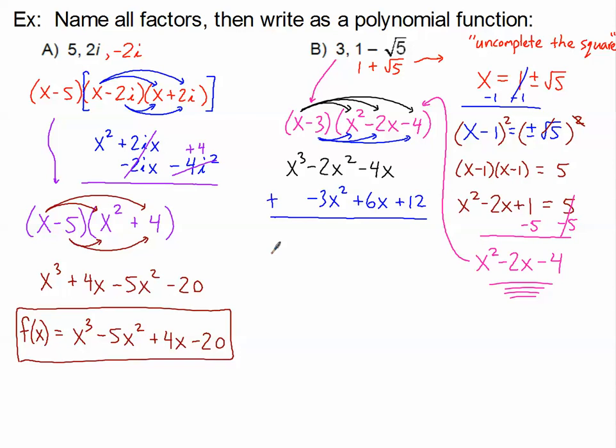And let's name this one b of x, all right? Because it's part b. So we've got x cubed, and this makes negative 5x squared. And this makes positive 2x, and then plus 12.